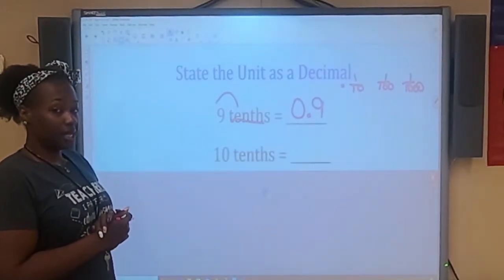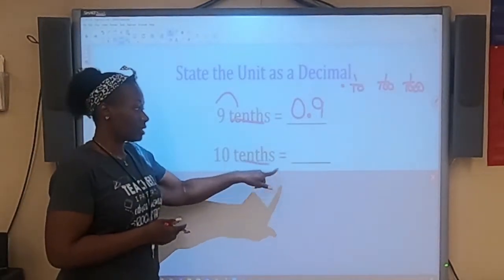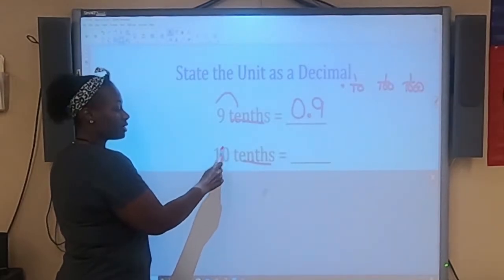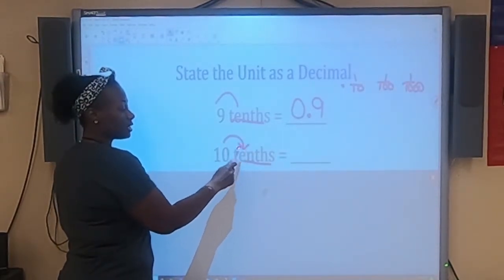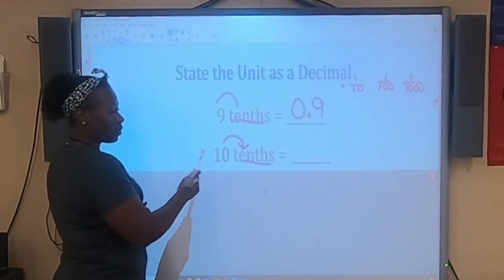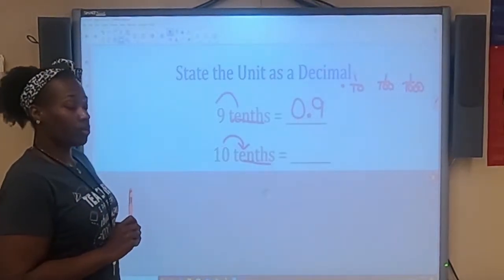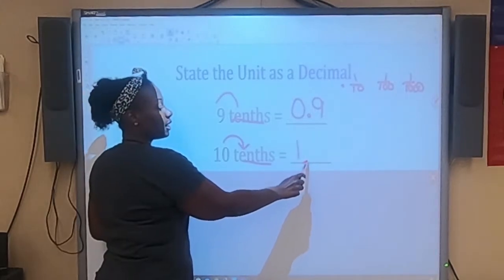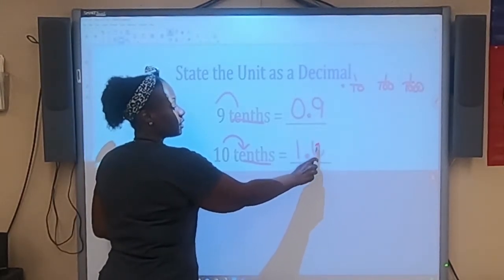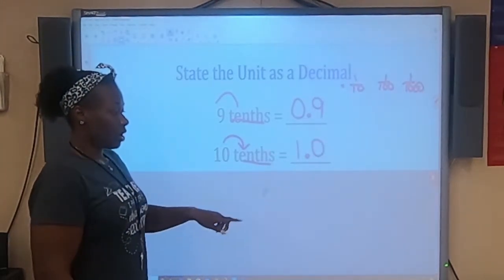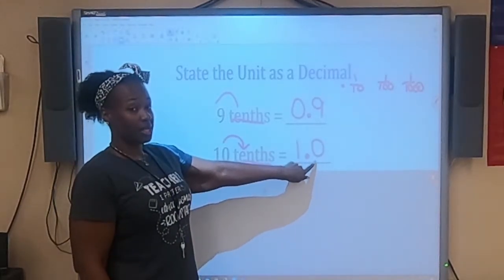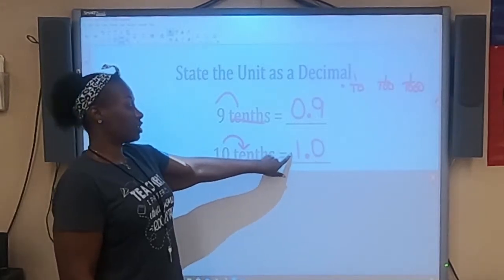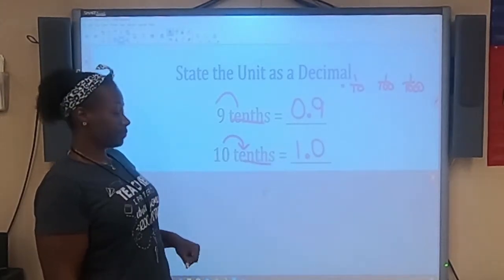Now we have 10/10. Notice we still have tenths, which means I only need one decimal place, which means only the 0 can sit in the tenths place. That 1 has to shift to the ones place. So 10/10 would look like 1.0. Only one digit can sit in a place value. So the 0 got to stay in the tenths. The 1 had to shift next door.